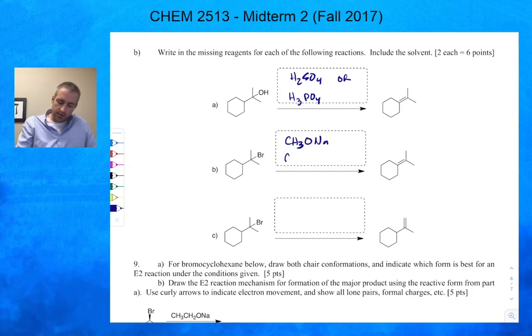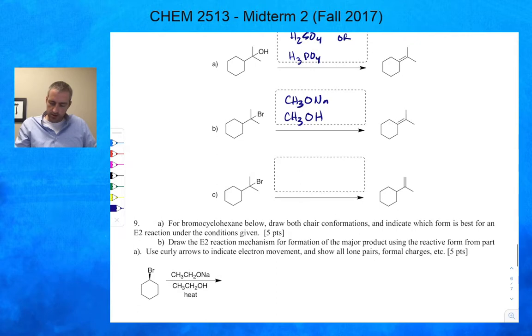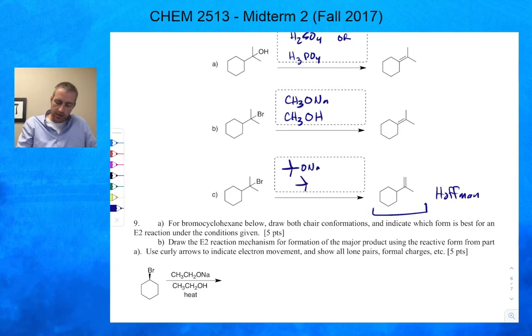Along with the solvent will be the alcohol. So that's all you need to do there. You can't use a bulky alkoxide because bulky alkoxides do Hofmann elimination and give you the less stable product, which is this one. This one's the Hofmann. So to make the less stable one, you would need a bulky base. So something like this, ONa, with the same structured alcohol as the solvent.